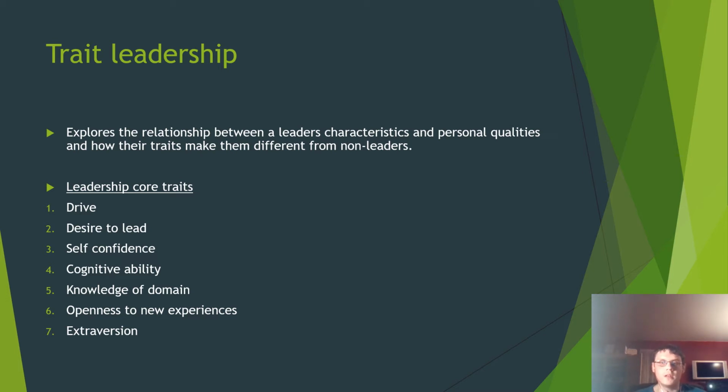Their cognitive ability, how well they can think, how they process information, how to come up with the best solutions, the knowledge of their domain. They know the field that they are in, like their audience, their followers, their environment, their technology. They know what to do and how to best use what they have. But they're also open to new experiences. Like they're not a one trick pony.